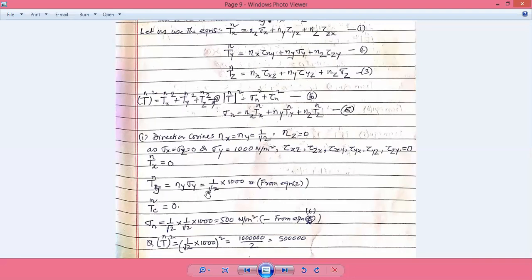So Ty is equal to ny into sigma y, which is 1 by square root of 2 into 1000, and Tz will also be equal to 0 itself. So sigma n, from this equation, which reduces to this, will be ny, 1 by root 2, multiplied by 1 by root 2 into 1000, which is equal to Ty. So sigma n is equal to 500 Newton per centimeter square.